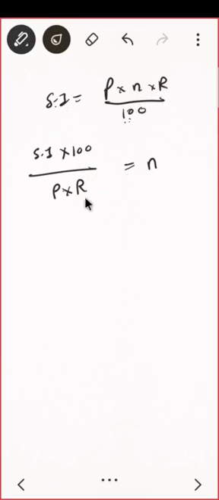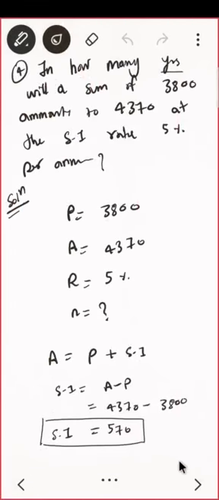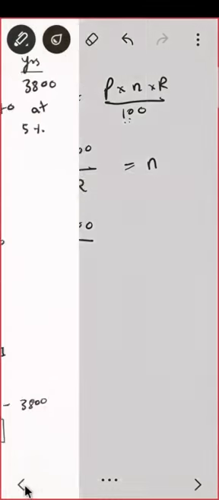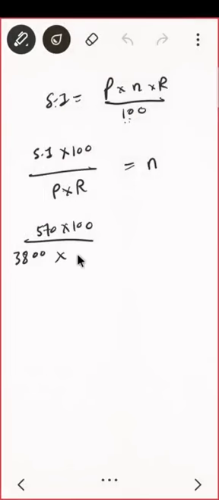So what is the value of N? Just I have to put the values. SI क्या है? That is 570 multiply by 100 divided by 3800 and multiply by rate was 6%, correct? No, it is 5%, correct. What is the value of N? Do that. N equal to 3. Anybody else? Nice. Okay.